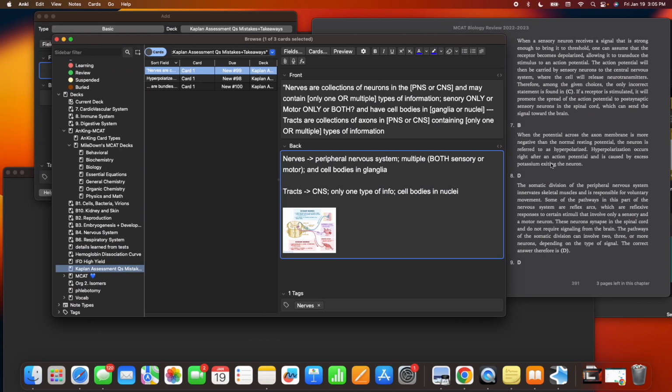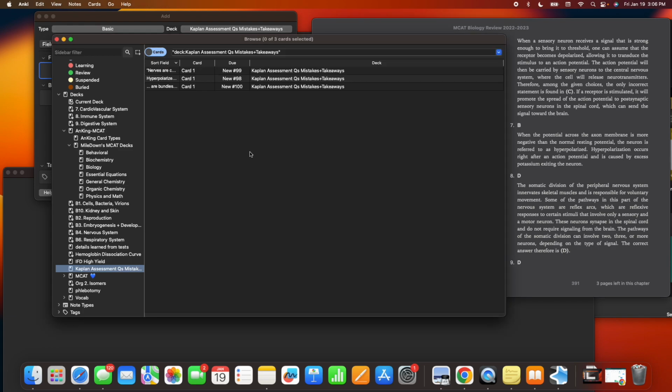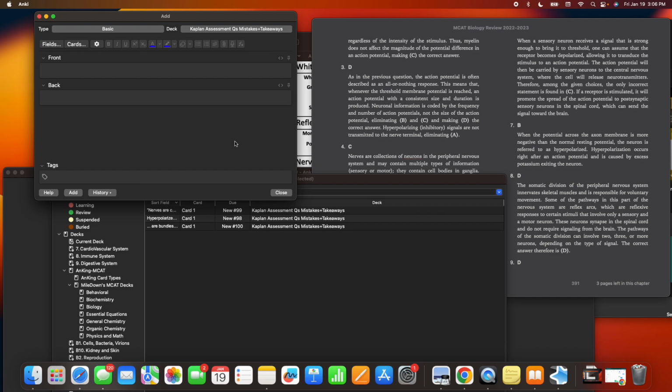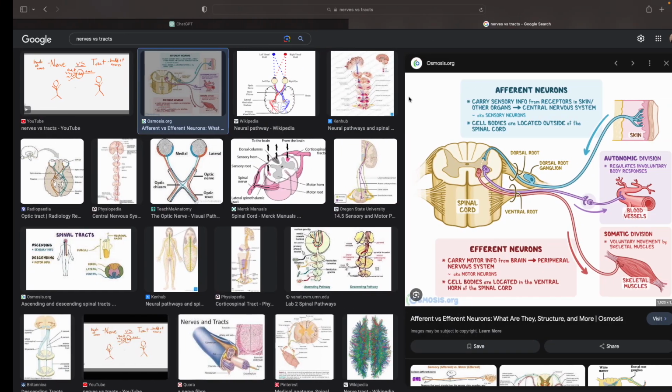Okay. Anything else? And the only thing that's left is where is the nuclei? I need a picture of the nuclei.